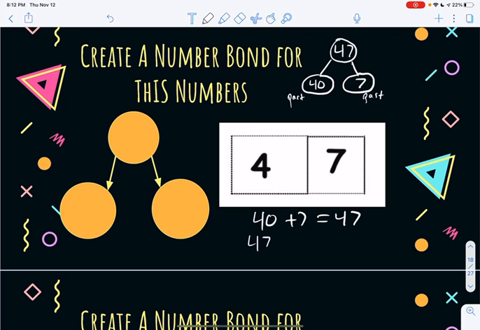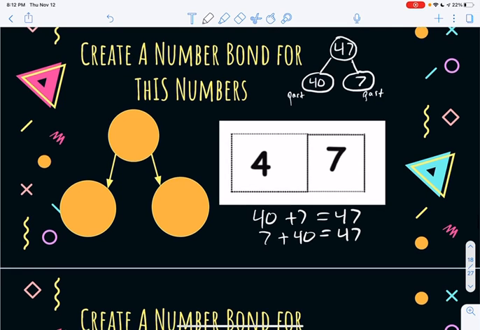Let's try something else, though. 7 plus 40. Is that equal to 47? Yep, because addition is commutative, so it can be either way.